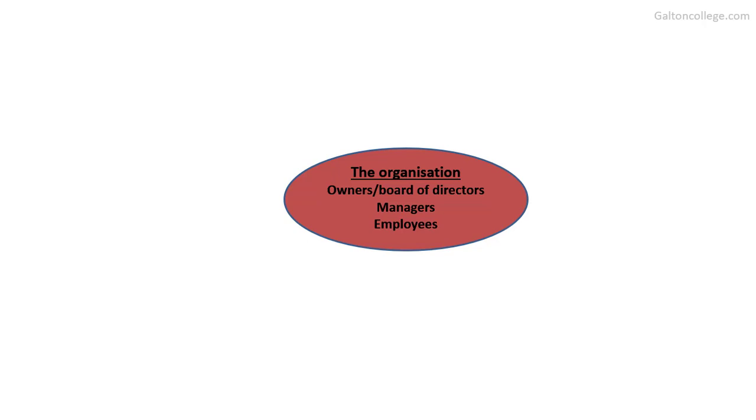Now, the organization itself is essentially made up from the board of directors or the owners, the managers and the employees. So when we think of an organization, it's normally structured in that way. And as we can see, this is a blank canvas. This is just an organization and there is nothing around it here. There is nothing affecting it. So it's an organization almost in a vacuum. It's just existing.